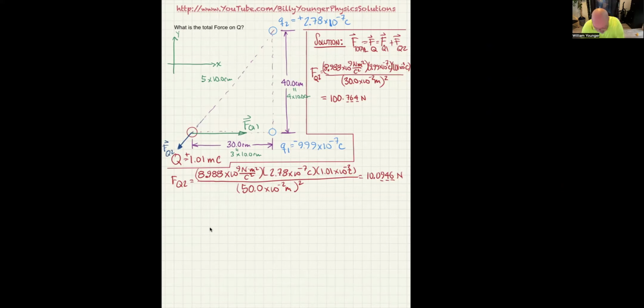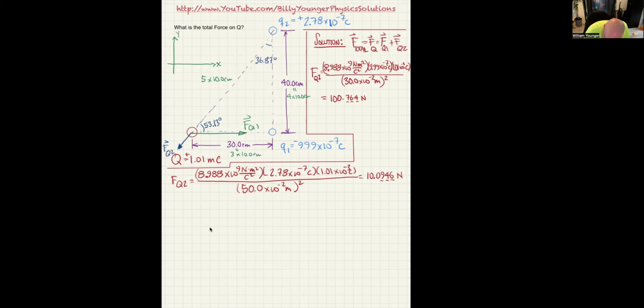But the big thing to know about the diagram here is, because it's a 3, 4, 5 triangle, we know this angle right here is 53.13 degrees, because the big angle is always opposite the big side, which is the 40. That also means, of course, this one would be 36.87 degrees. So that's fair game too.